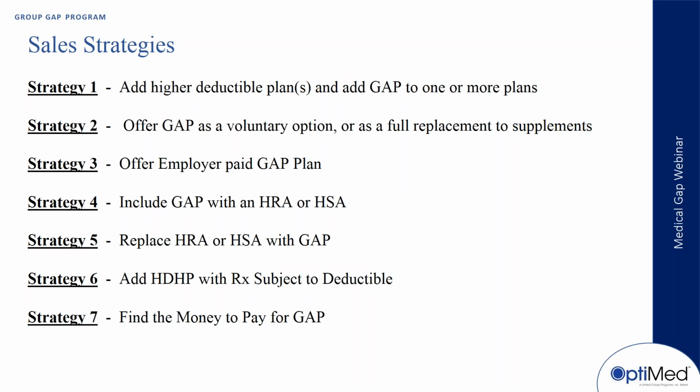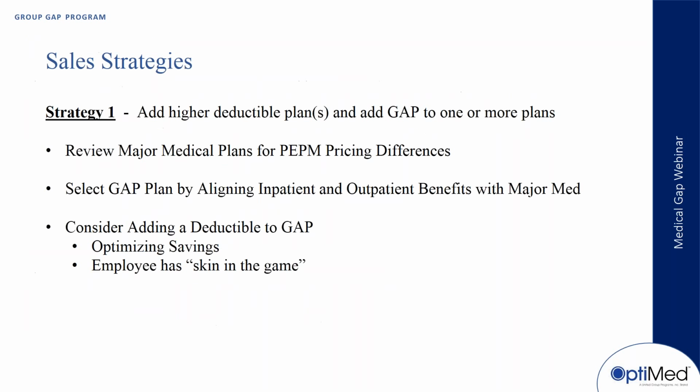Now, occasionally an employer doesn't really care a whole lot about their employees, or maybe just doesn't have the money to fund the GAP program, which is why we talk about voluntary options. But these are our 7 core sales strategies, so we're going to go over them.